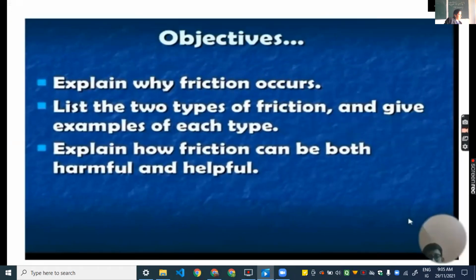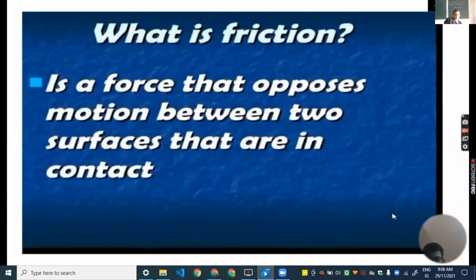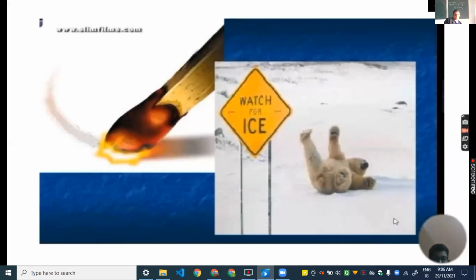Objectives: explain why friction occurs. List the two types of friction and give an example of each type. Explain how friction can be both harmful and helpful. What is friction? It is a force that opposes motion between two surfaces that are in contact. Like this.